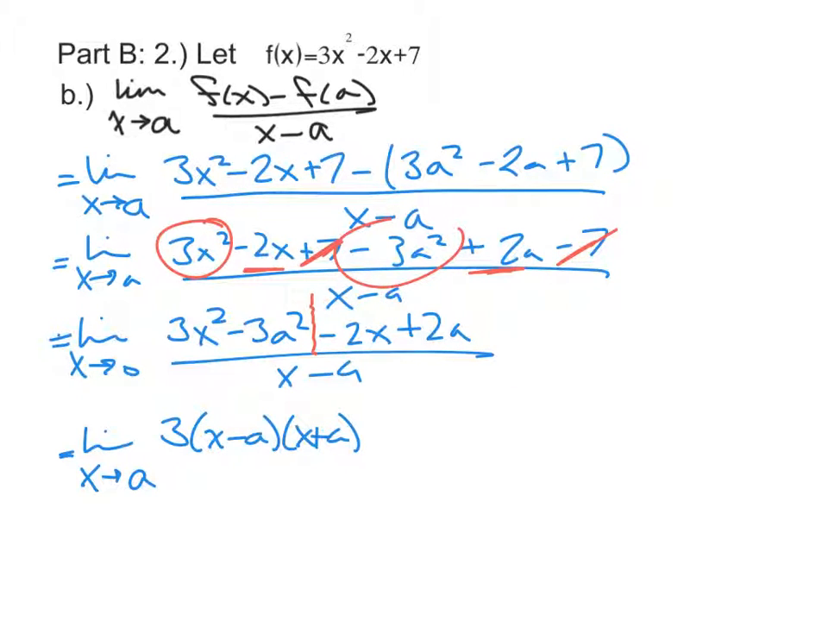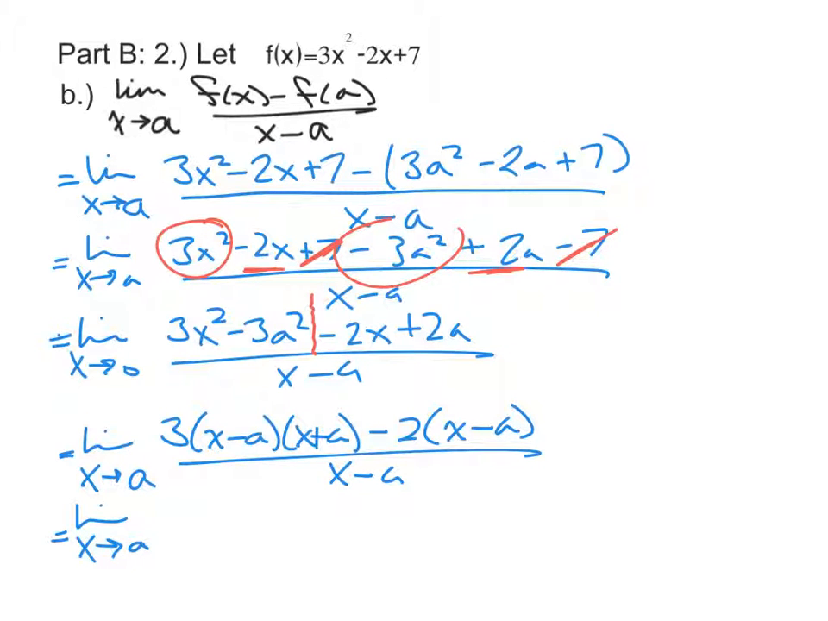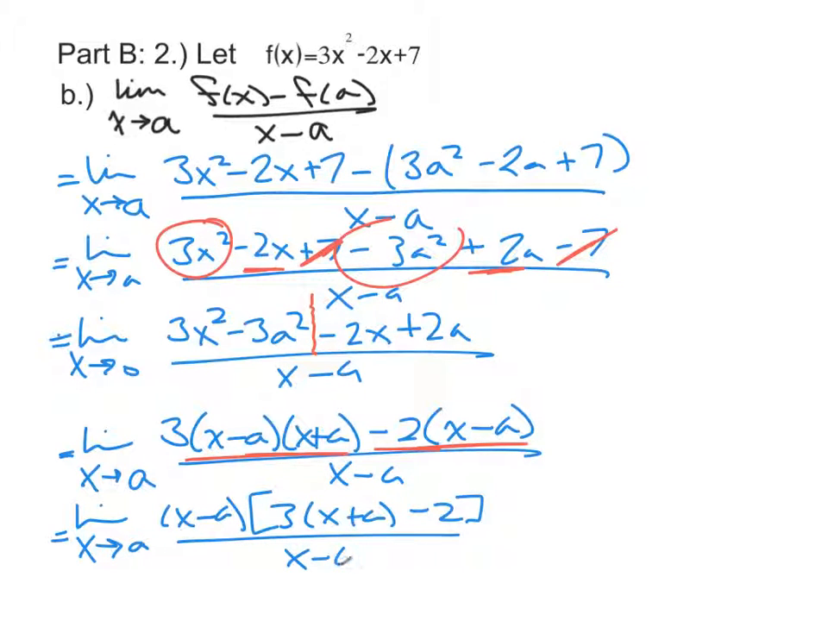On the second half, we've got a negative 2 that we can take out. So I'll factor out a negative 2 and be left with x minus a again, all over x minus a. Again, the limit, haven't taken it yet. Since I have two terms in the numerator, each of these two terms has a common factor of x minus a, and that's what I'll factor out, x minus a. And I'll be left with 3 times x plus a, and a minus 2, all over x minus a.